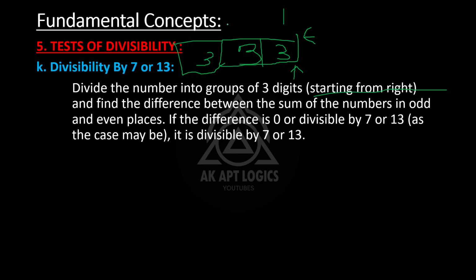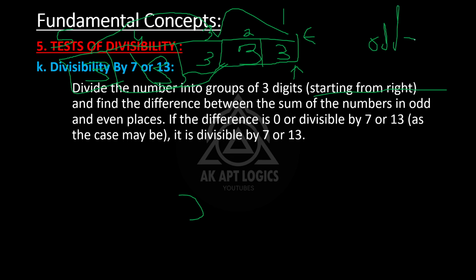As you mentioned previously for 11, here you have to do it for the groups. The number is divided into groups of three digits, and you number the groups: one, two, three, four, five, like that. Then add the odd-place groups and the even-place groups, and subtract the smaller from the larger, odd minus even or even minus odd, based on which is larger.